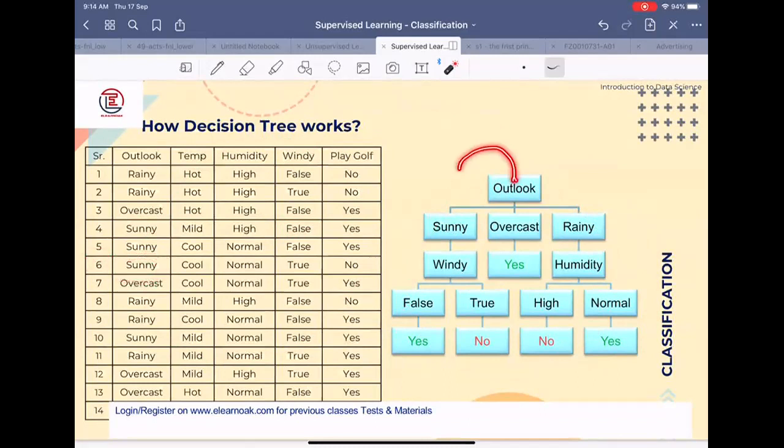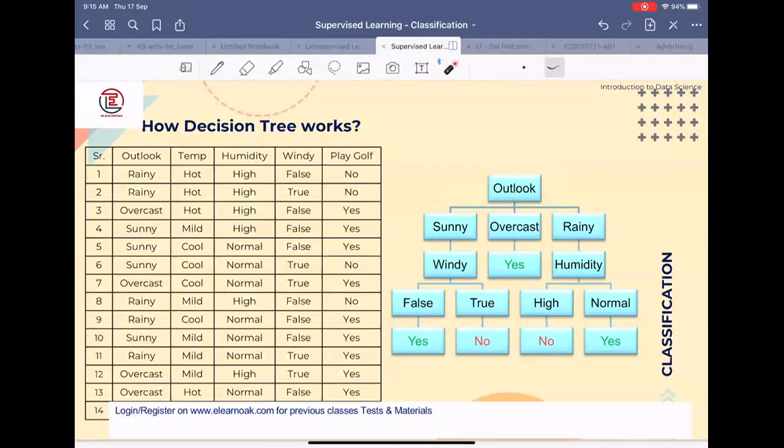So we'll go, okay, outlook sunny, we are at this point. Then look at windy. For outlook sunny, windy is true. So okay, windy is true, and we say no, don't play golf. Excellent. We see that in example 6, the structure works rightly.